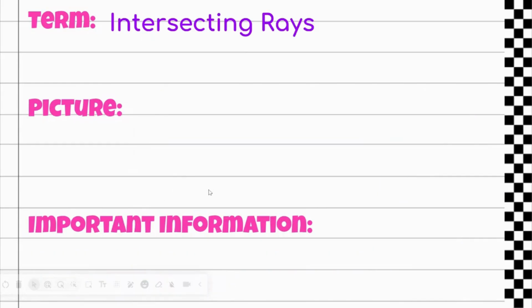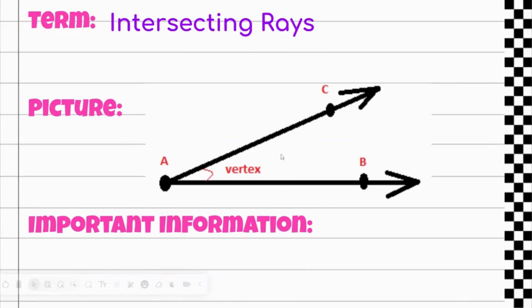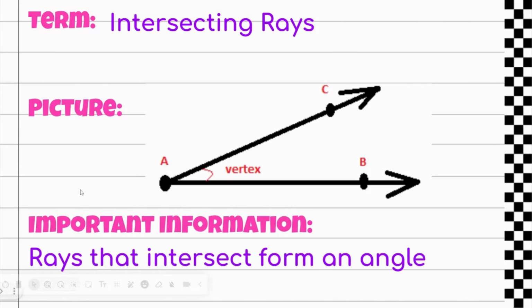Now, in terms of rays, you're going to have two different ways that the rays are going to meet or intersect. These are intersecting rays, and this is how we're going to get all of our angles in geometry, which is going to be a lesson for another time. But this would be two intersecting rays. They intersect at point A. And the important information is that they intersect to form an angle.